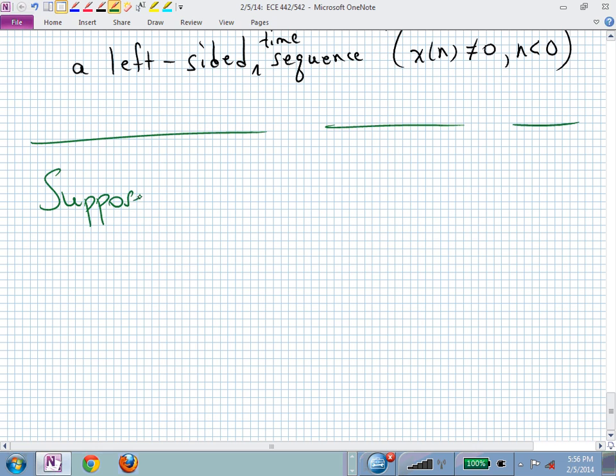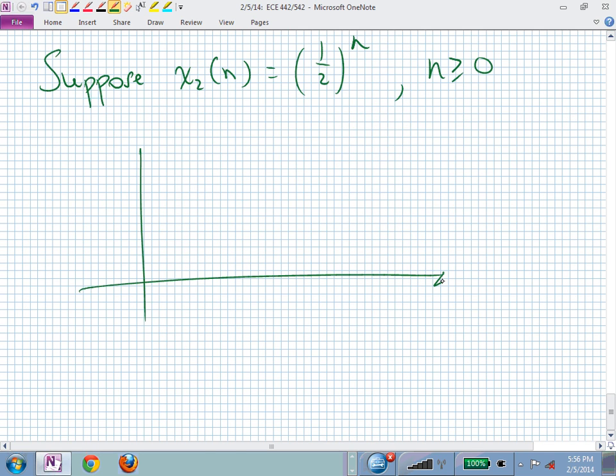Suppose now that we have x sub 2 of n is 1/2 to the n, but now let's make that a right-sided sequence, n greater than or equal to 0. So that now we're going to start at 1. At 1 we'll be at 1/2. At 2 we'll be half of that, 3, etc. And that just is this exponential decay. But now I'm telling you it's defined to be 1/2 to the n for non-negative values of n.